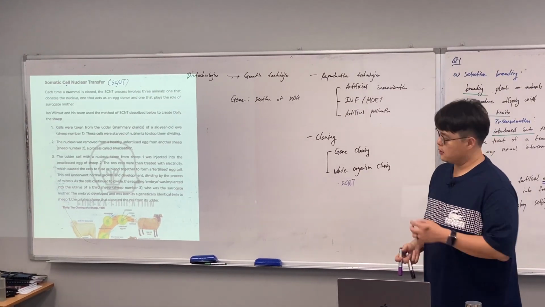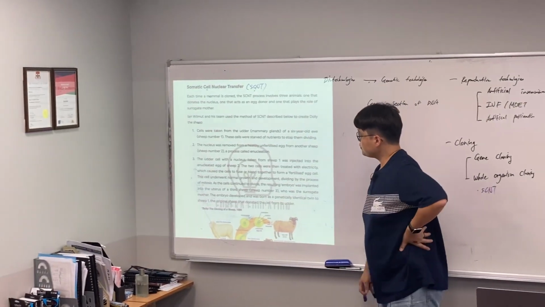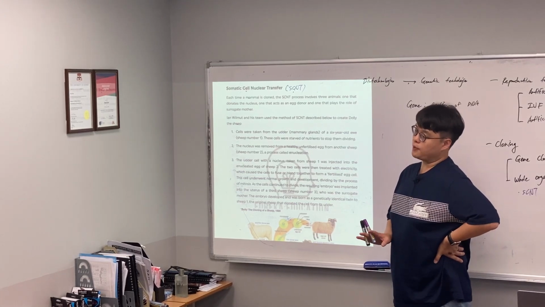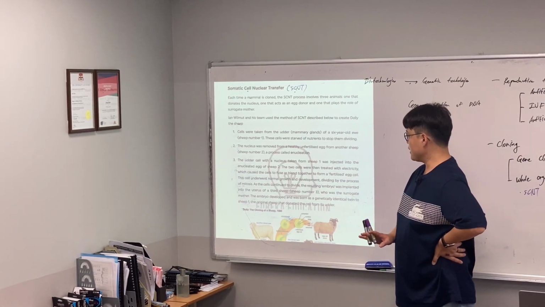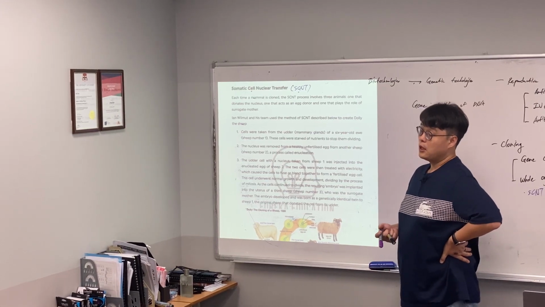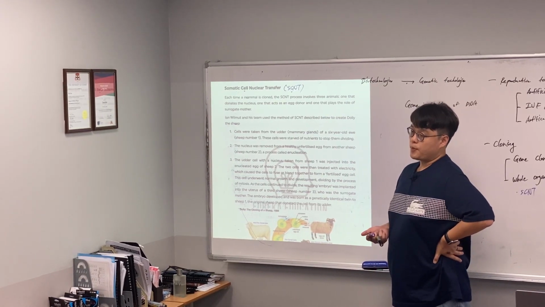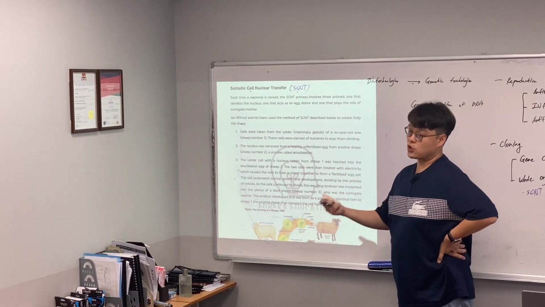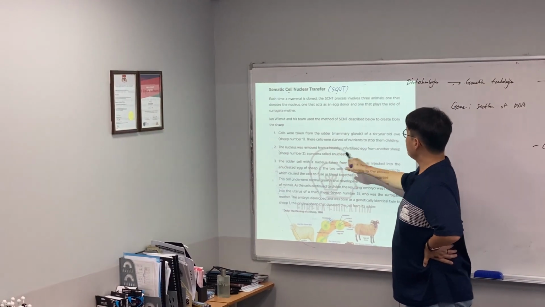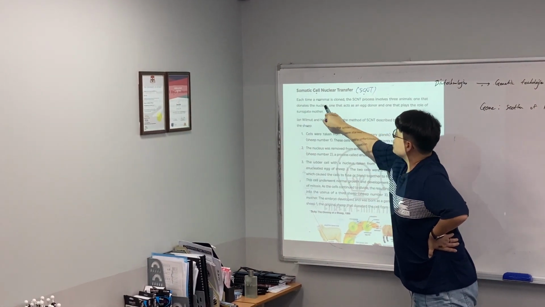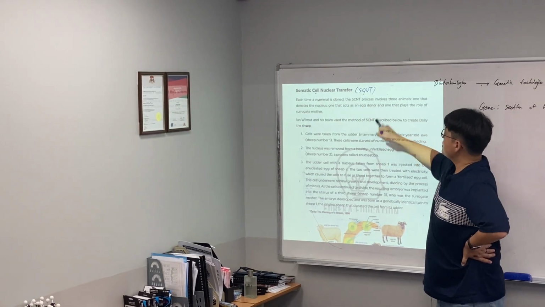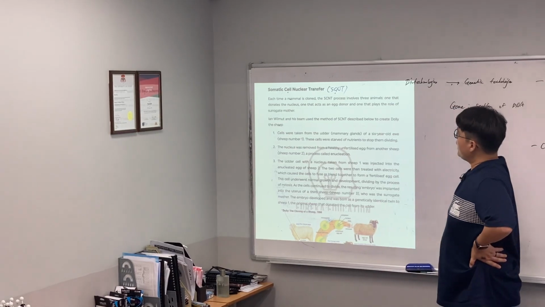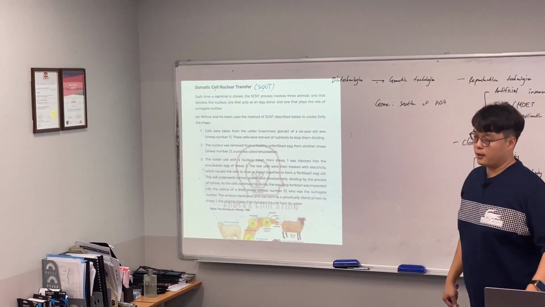It's more complicated. What we do is, we succeeded in copying one sheep, which is called Dolly, in 1996. Dolly is the name of the sheep. Scientists were able to take the somatic cell of the sheep, rearrange that, and get a whole new copy of that sheep. So that's what is given here. Each time an animal is cloned, the SCNT process involves three animals: one that donates the nucleus, one that acts as an egg donor, and one that plays the role of the surrogate mother.